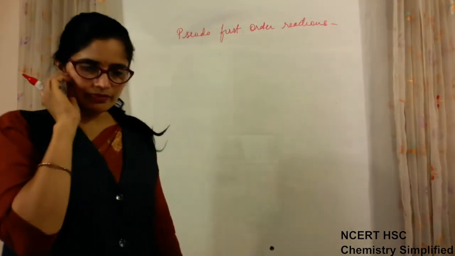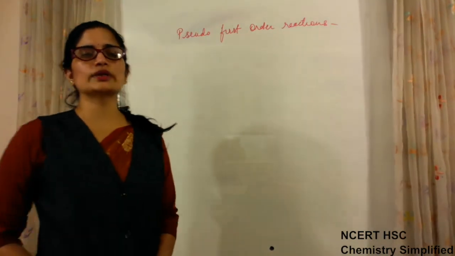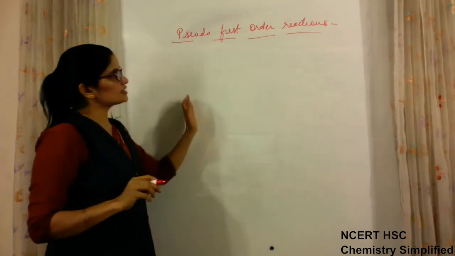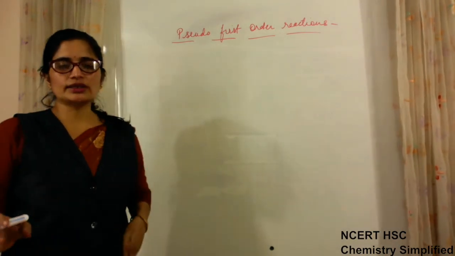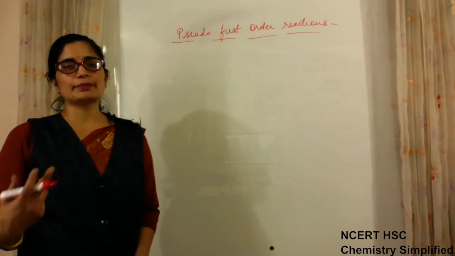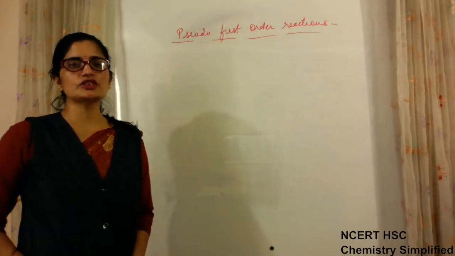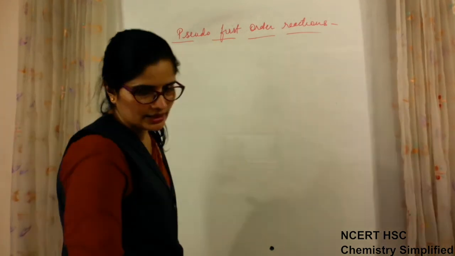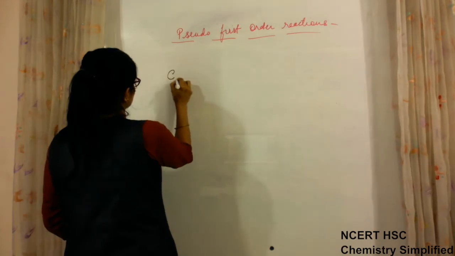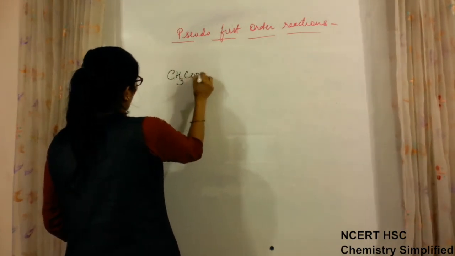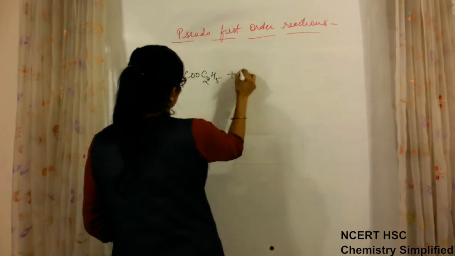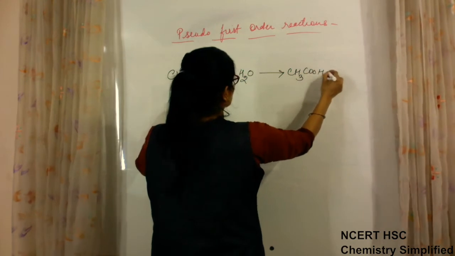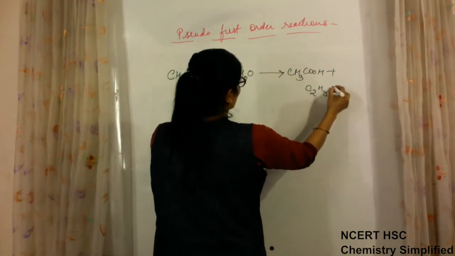Okay, now why they are called pseudo is known to you, that is false. So if something is false, that is known as pseudo. So actually the reaction is not first order, but it is appearing to be first order. That is why the name is given pseudo first order reaction. So that one reaction we had discussed yesterday, that is the hydrolysis of esters, CH3COOC2H5 plus H2O gives CH3COOH plus C2H5OH.